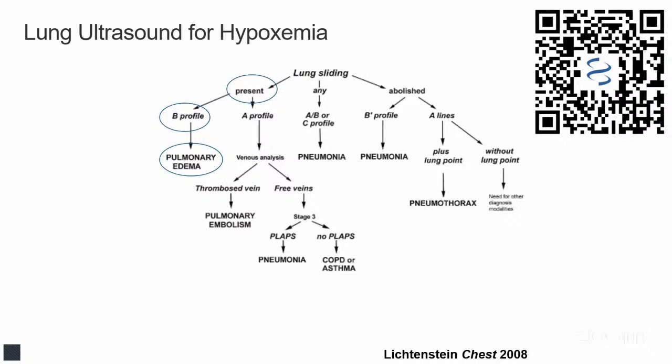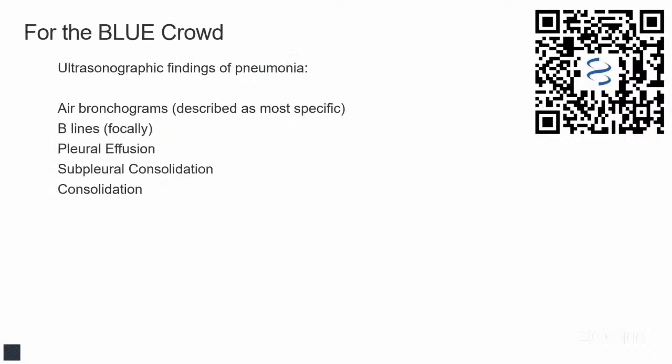The thing that I do want to throw out there is if you look at that algorithm, you can see that there's a lot of different ways to get to pneumonia, and it is useful to think about pneumonia because it's such a common cause of respiratory failure. We have a lot of different findings in lung ultrasound that are present in pneumonia. Air bronchograms, which are the most specific finding, a focal area of B lines, a para-consolidation effusion, subpleural consolidations or thickened pleura, and consolidations, frankly, being a sign of pneumonia.